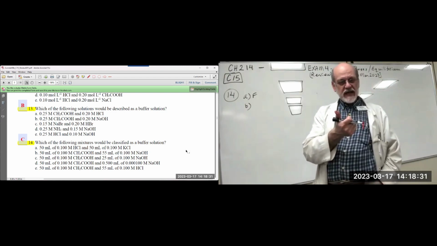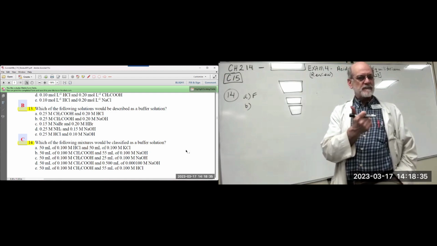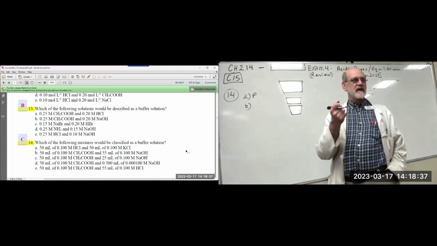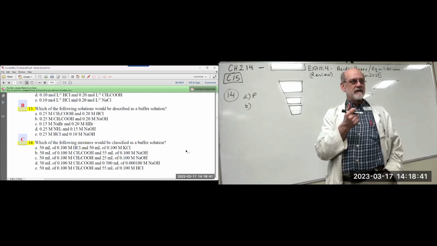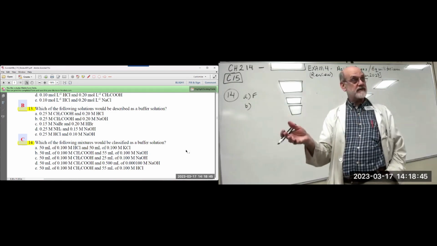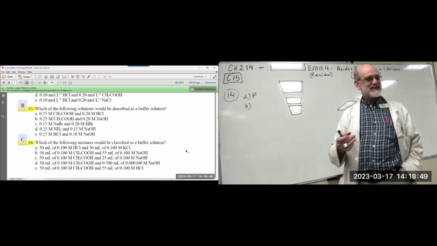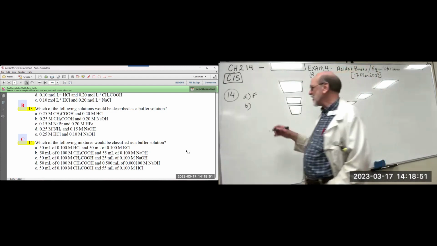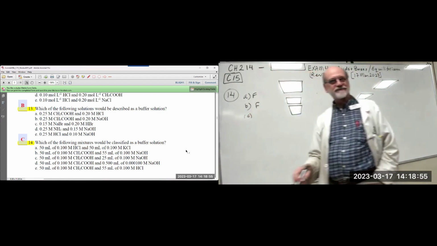50 milliliters of weak acid, 55 milliliters of 0.1 molar sodium hydroxide. What have you done there? You have completely neutralized your acid, right? There's no acid left. There's lots of conjugate base in there, but there's no acid left. So you can't do that. So B is false. It met one of the conditions, but not the second one.